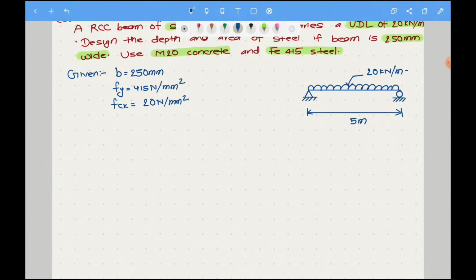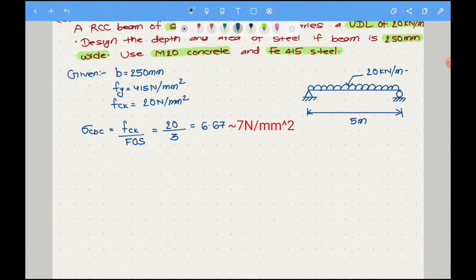So first of all, I am going to calculate the value of sigma CBC, which is nothing but the permissible compressive stress of the concrete in bending. So that is equal to FCK divided by the value of factor of safety. The value of FCK is 20 and the value of the factor of safety for the concrete we will be using as 3. On calculating this, we obtain 6.67.